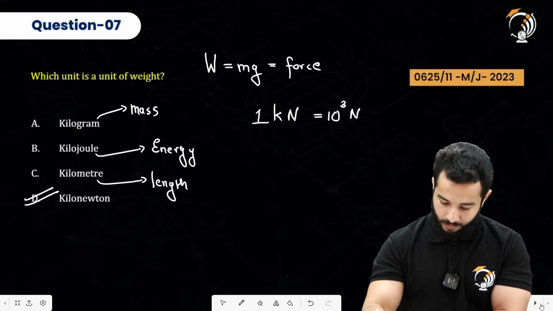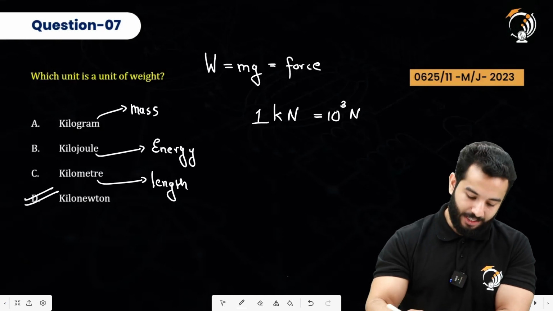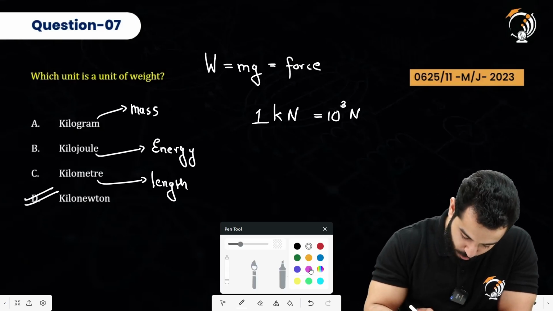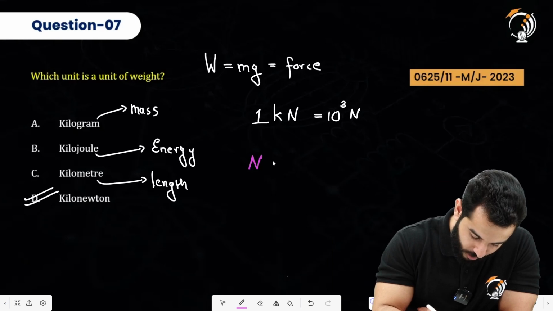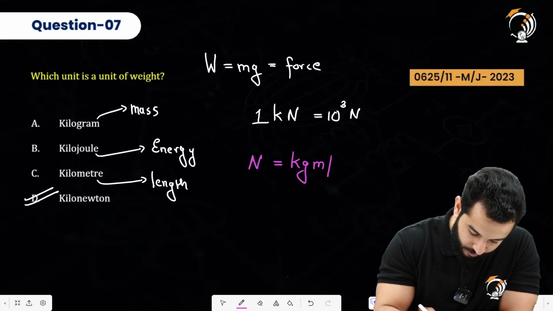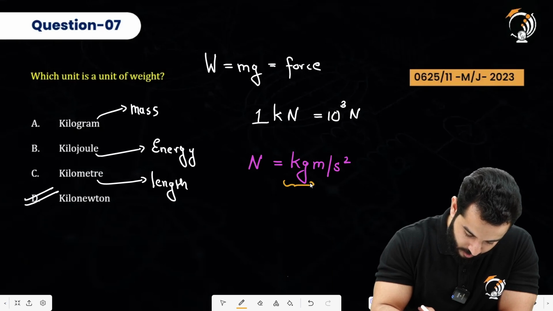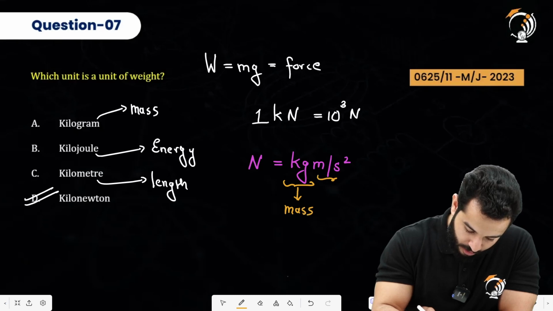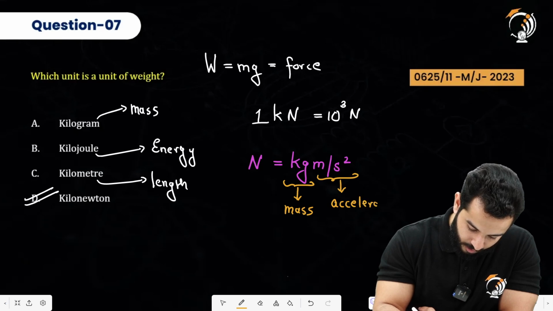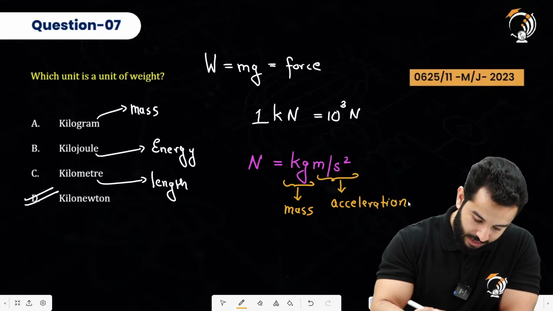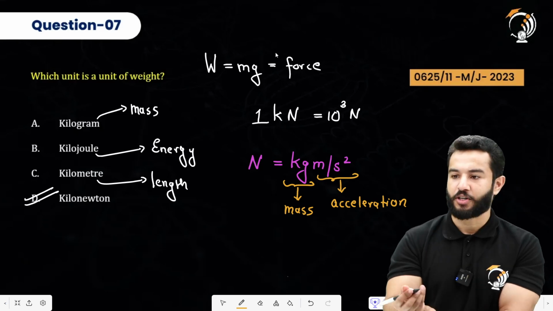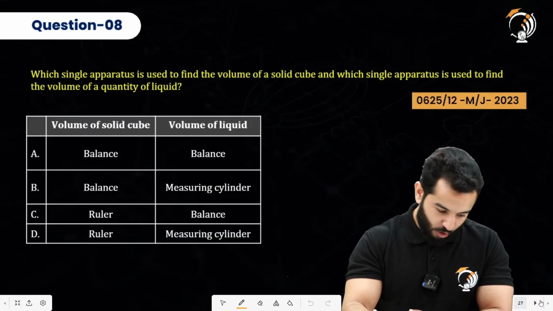All right. And Newton is nothing but kg meter per second square. That means kg stands for mass and meter per second square stands for acceleration. That's what the weight is: mass and acceleration due to gravity. Moving on to the next one.